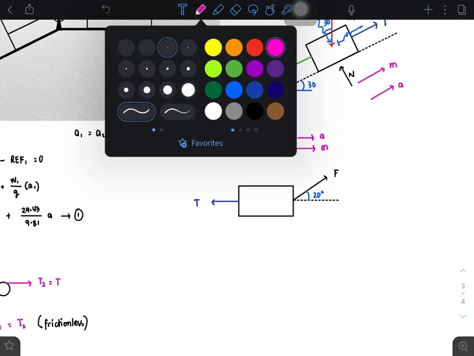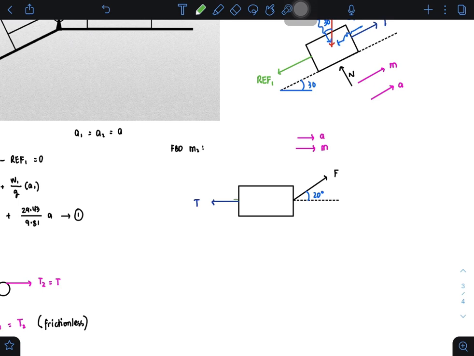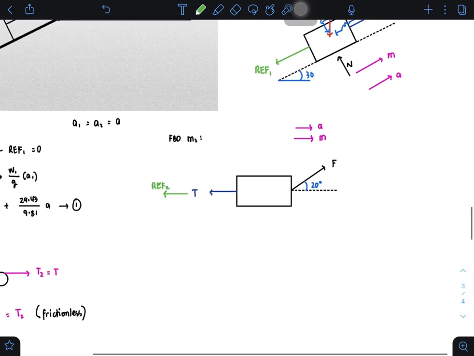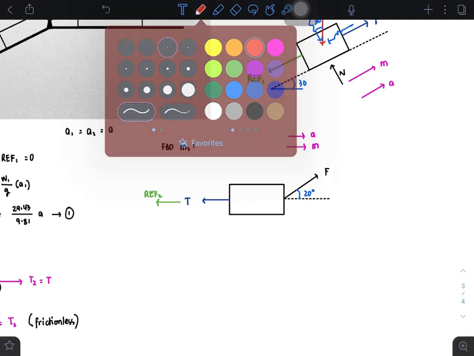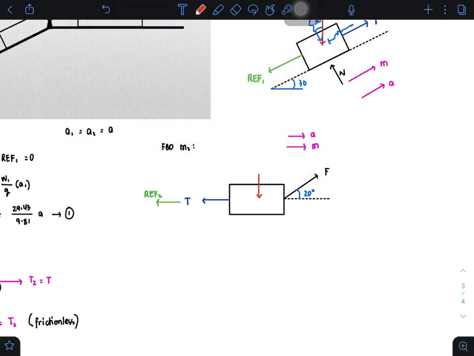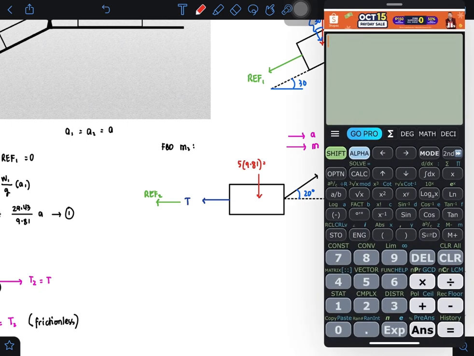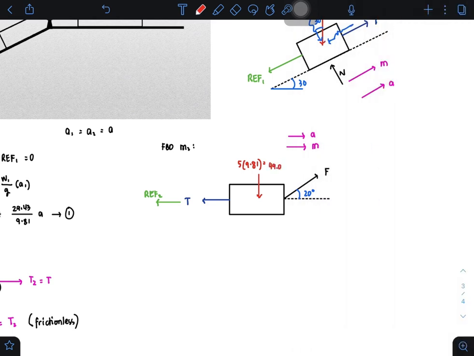So therefore, the weight W2 is also placed here. W2 has a mass of 5 kilograms, so that's 5 times 9.81, which is 49.05. Okay, so I'm going to transfer this one here.